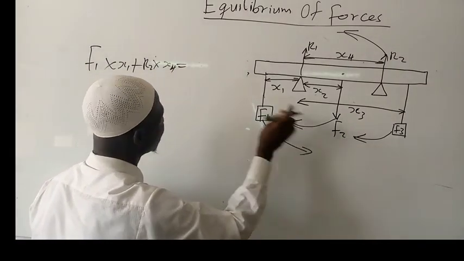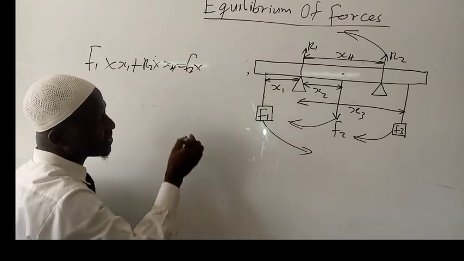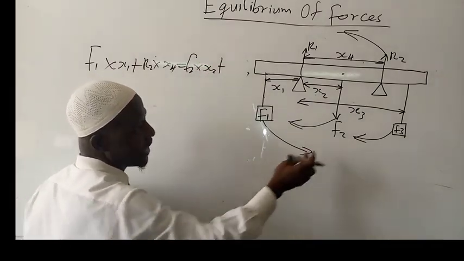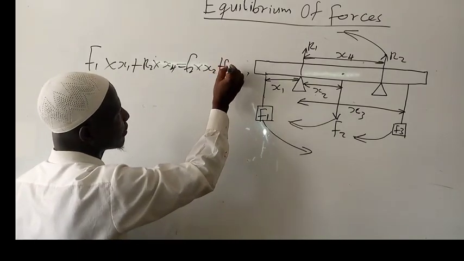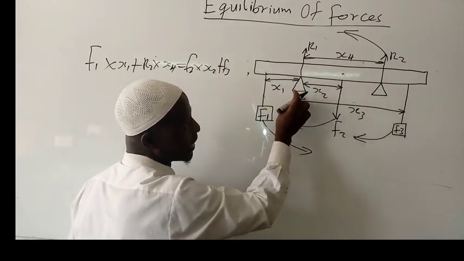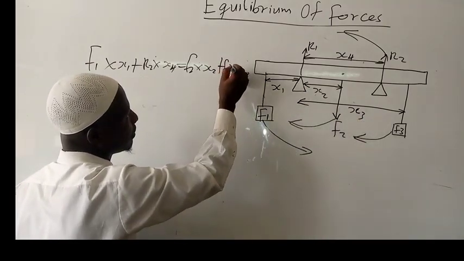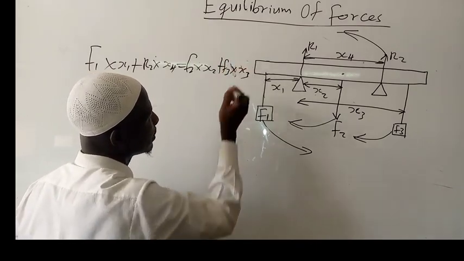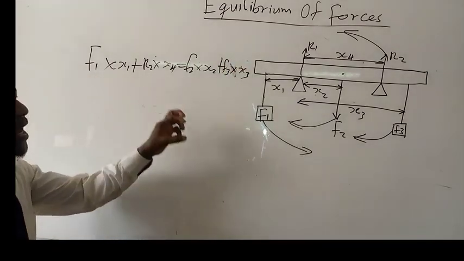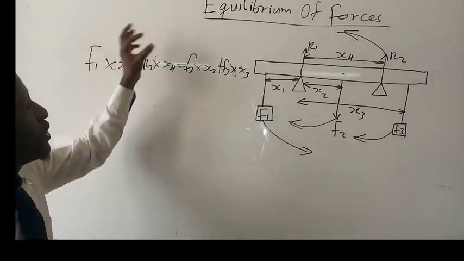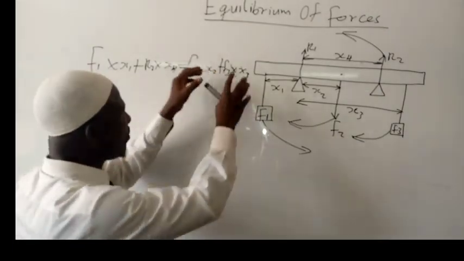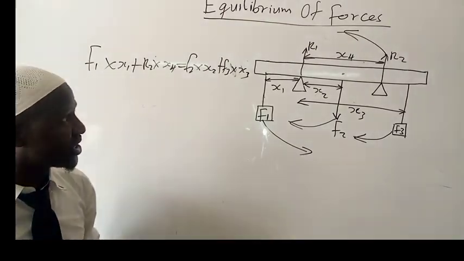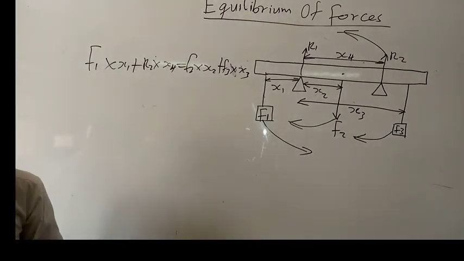Then the clockwise is this. F2 times the distance of F2 from here to here, that is x2, plus F3 times the distance of F3 to where we are taking moment, which is x3. That's all. So the algebraic sum of anti-clockwise moments must be equal to clockwise, or the algebraic sum of clockwise moments must be equal to anti-clockwise moments. So those are the 2 conditions for equilibrium of forces under parallel coplanar forces.